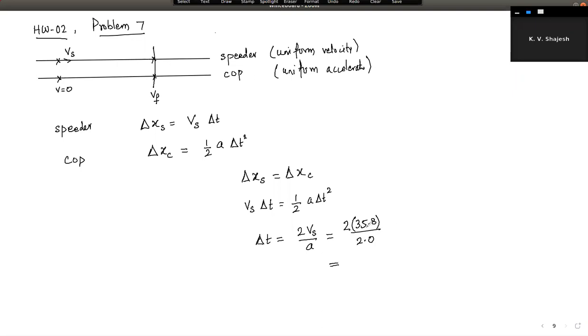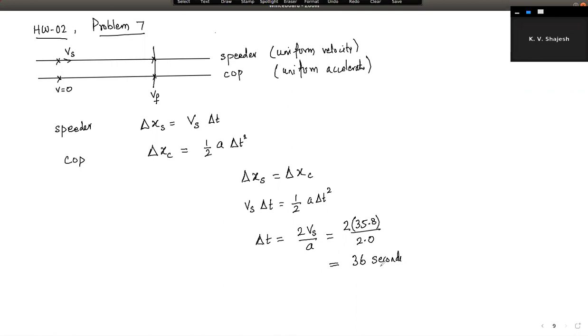So multiply by 2, so that's 71.6 divided by 2. So let me calculate that. That can be done in head. Calculating. And we have only two sig digits in 2.0, so we keep it only to 2 sig digits. So that's 36 seconds.